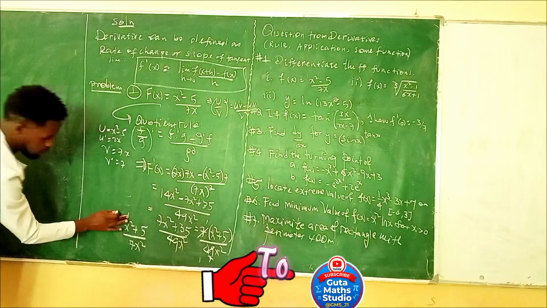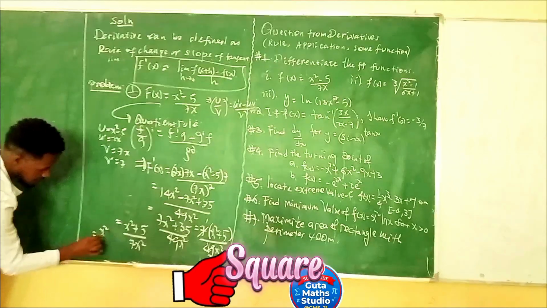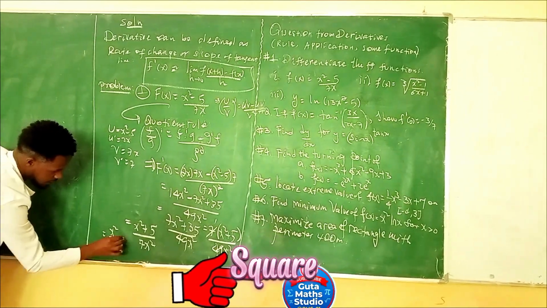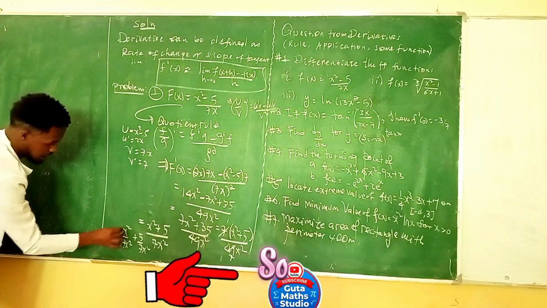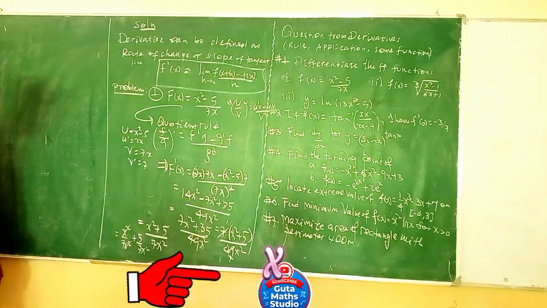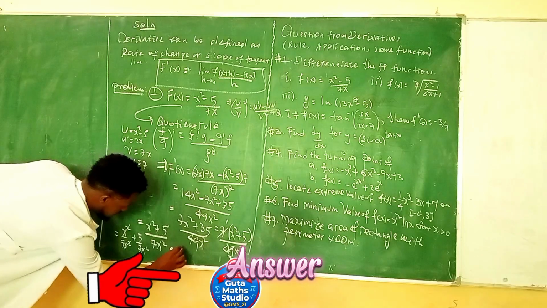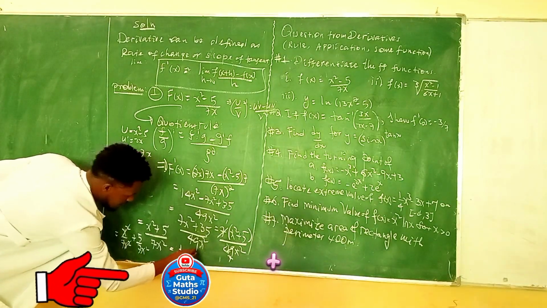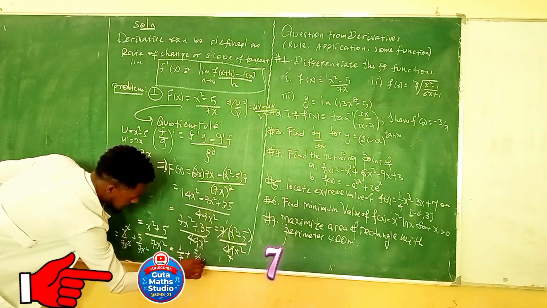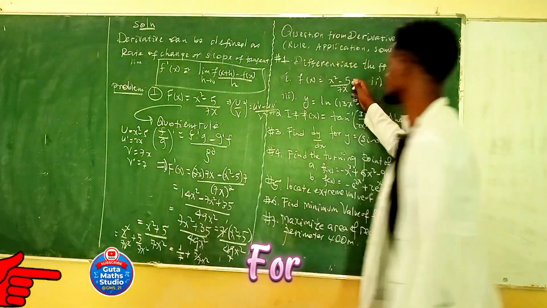It is also possible to go further, like x square over 7x square plus 5 over 7x square. So x square is cancelled by x square. What's the very last answer? It's 1 over 7 plus 5 over 7x square. So this is the last answer for this question.